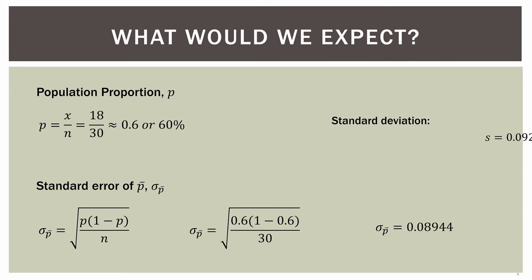0.8944. That's what we would expect theoretically. Now remember, we got a standard deviation or standard error of 0.0922. That's very close to what we would expect theoretically to happen, so we should not be surprised by that. So let's look at some other cases.